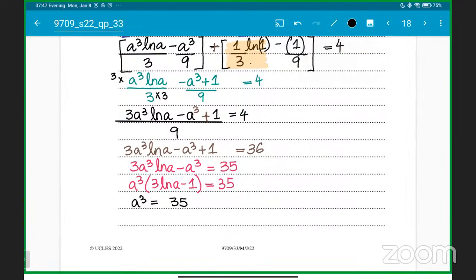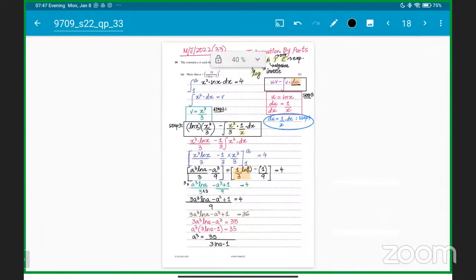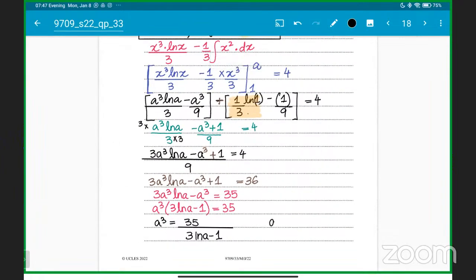So a cube is 35 divided by 3 ln a minus 1 in the denominator, and then a is equal to the cube root, or as they say in a sophisticated manner, 35 divided by 3 times ln a minus 1, to the power of 1 over 3. Understood? See, got this clear? Any questions, any problem? Let me know.